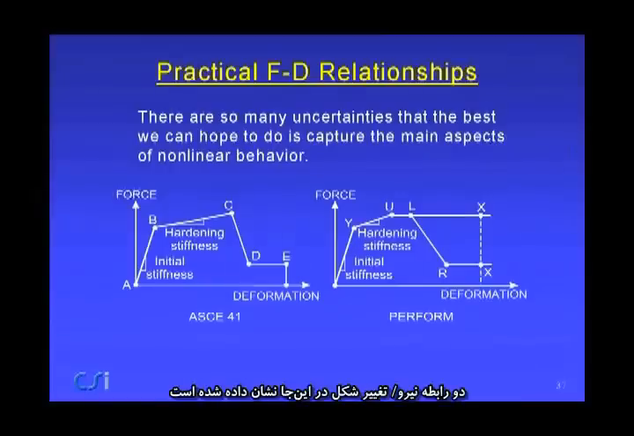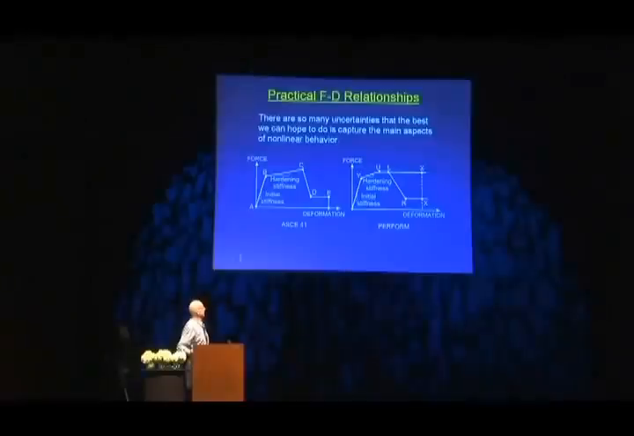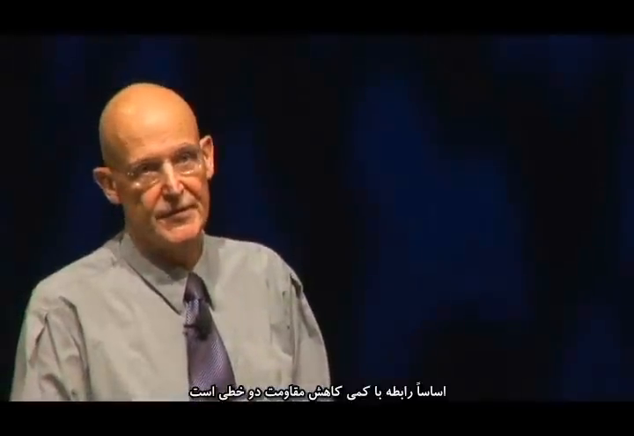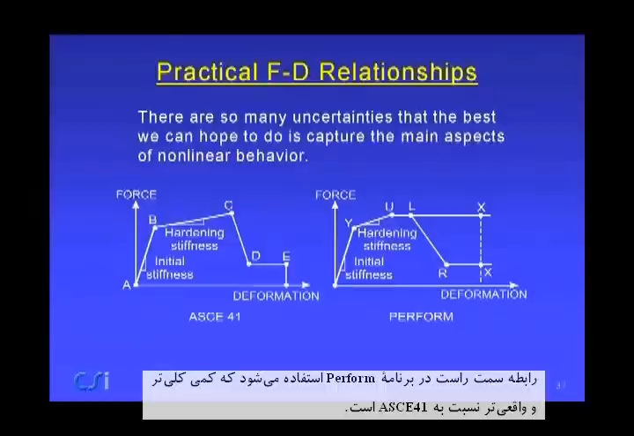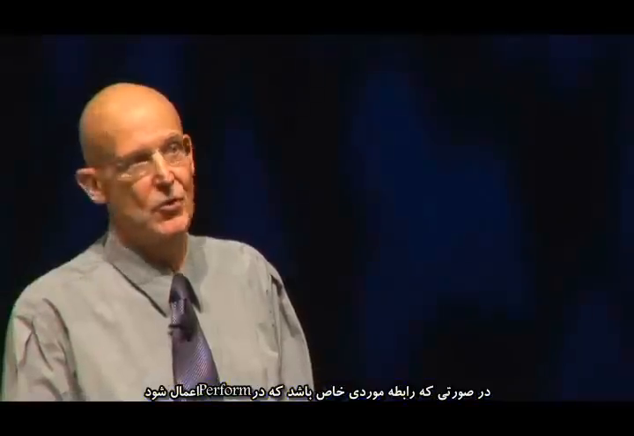There are two force-deformation relationships shown here. The one on the left is from ASCE 41. It's basically a bilinear relationship with some strength loss. The one on the right is the one which is used in PERFORM. It's a little more general. In fact, the ASCE 41 FD relationship is a special case of the PERFORM one.